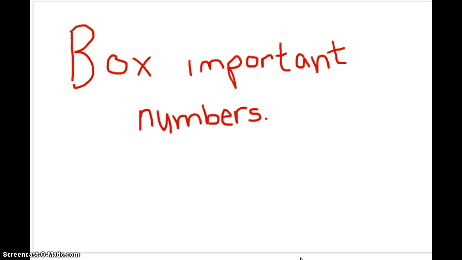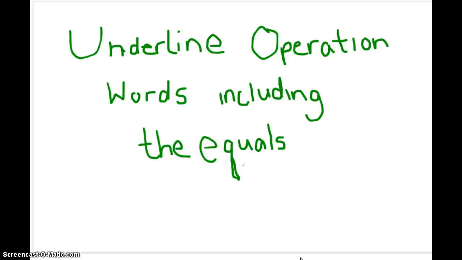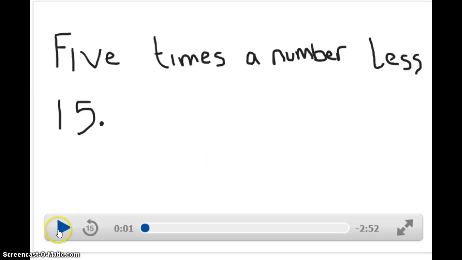Then we're going to box important numbers. Those important numbers can be anything. Finally, we're going to underline operation words. This could include an equals. We're going to read this as 5 times the number less 15.